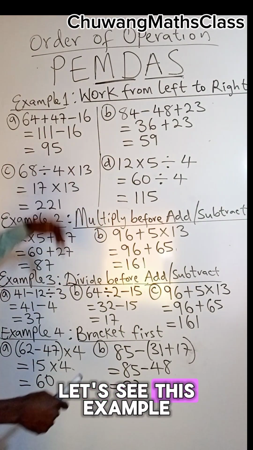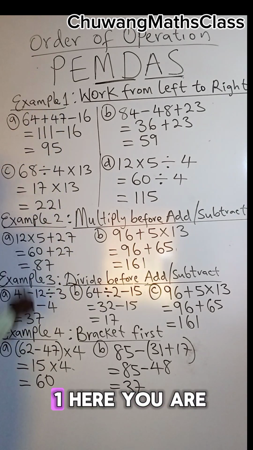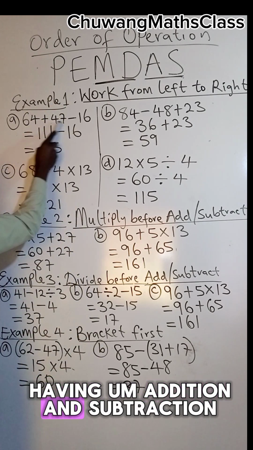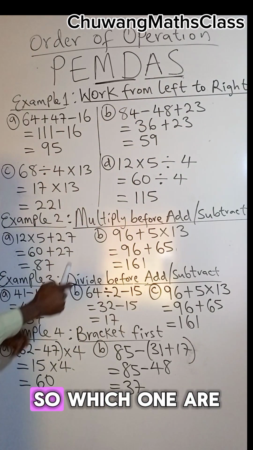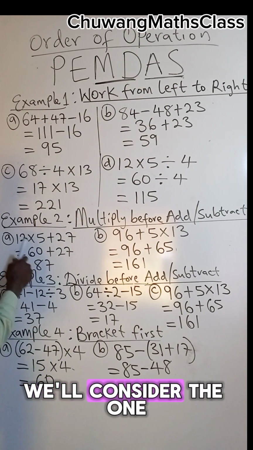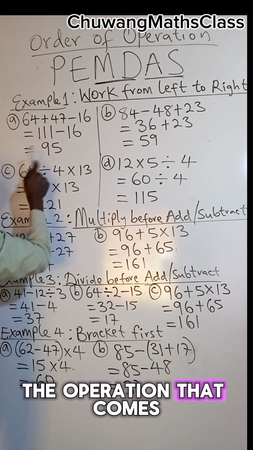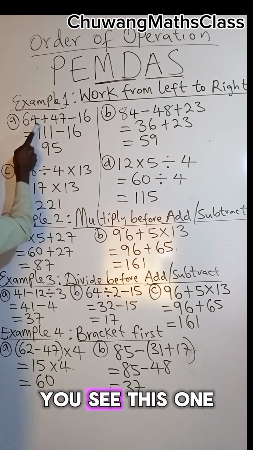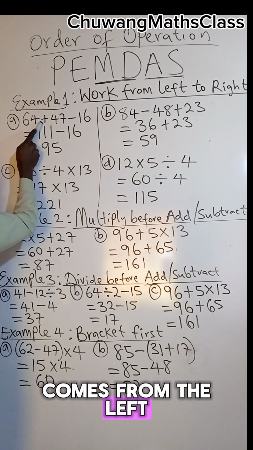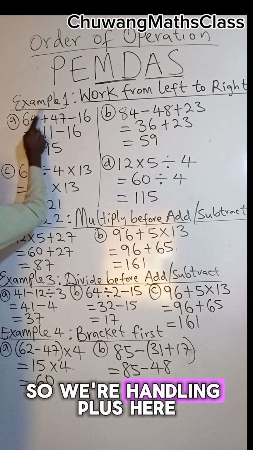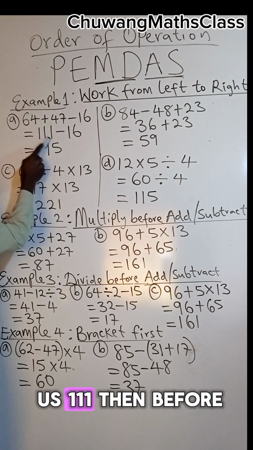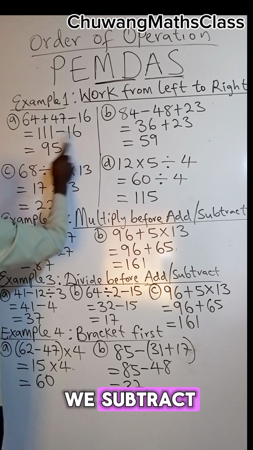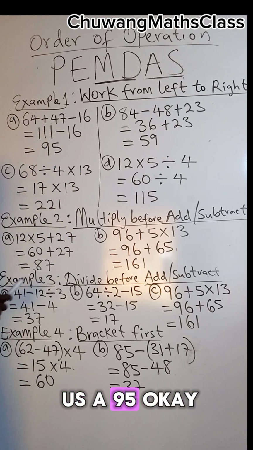Now let's see this example. Example 1. Here you are having addition and subtraction, and I say they are on the same level. So which one are we going to do first? We consider the operation that comes from the left. So we handle plus here. This plus this one gave us 111. Then before we subtract, it's giving us 95.